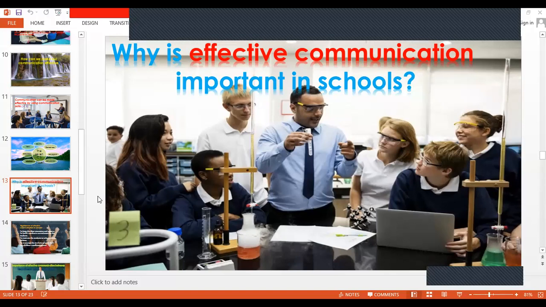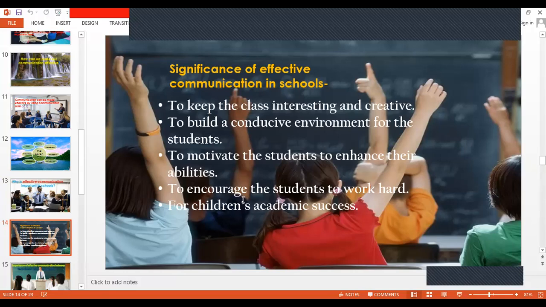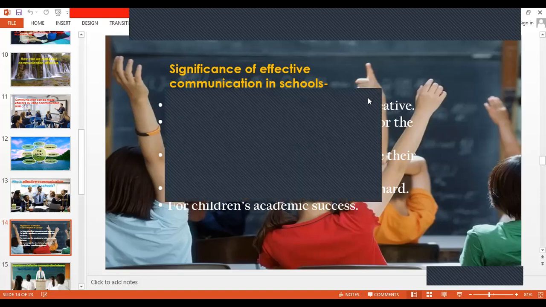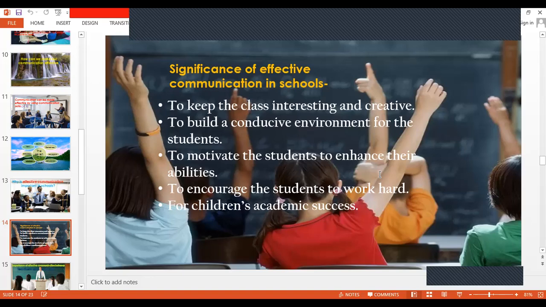They will have a strong relationship. Students will enjoy learning from the teachers. They will be eager to learn more and more. Now we will see the significance of effective communication in schools. What is the significance of effective communication? First, to keep the class interesting and creative. Yes, if effective communication is there, all the children will take interest in the class and they will enjoy learning from the teachers.